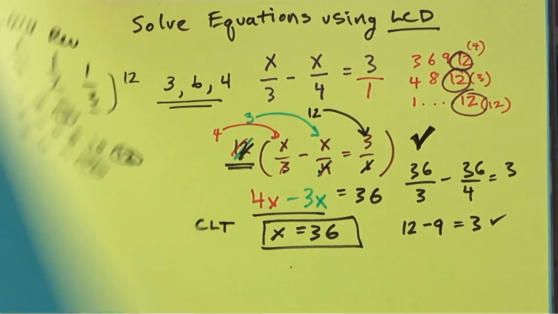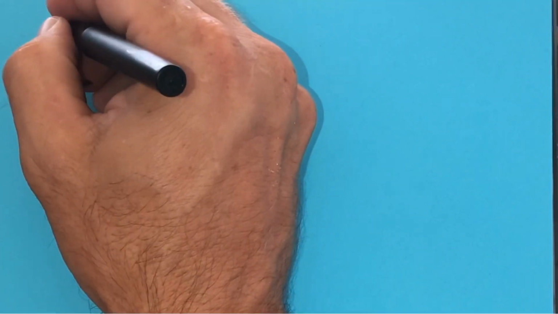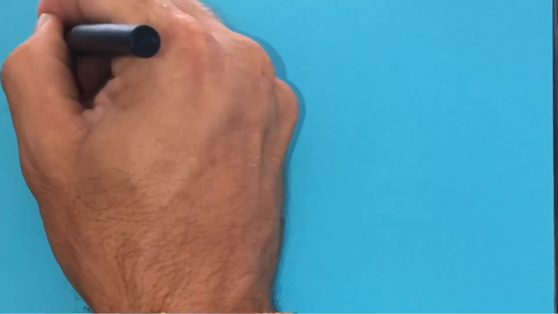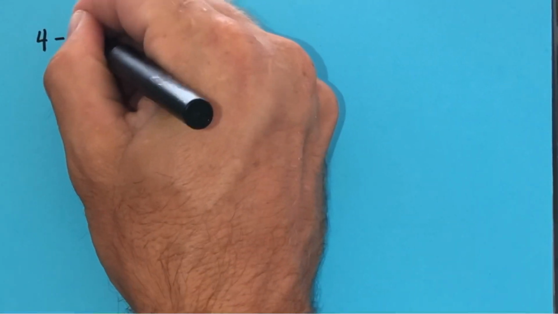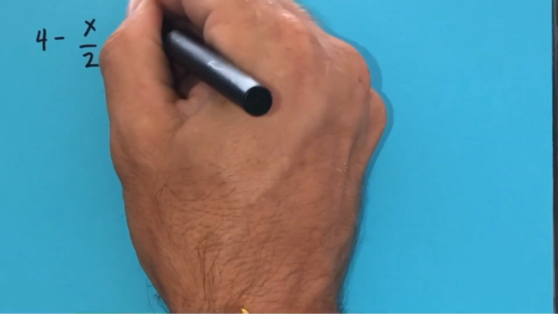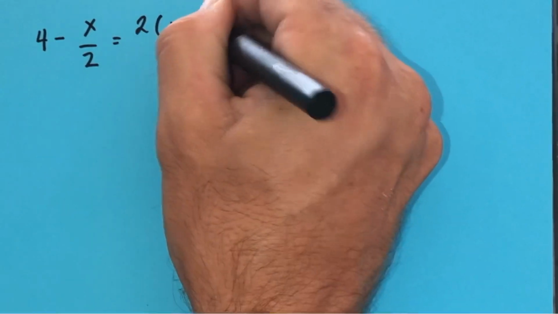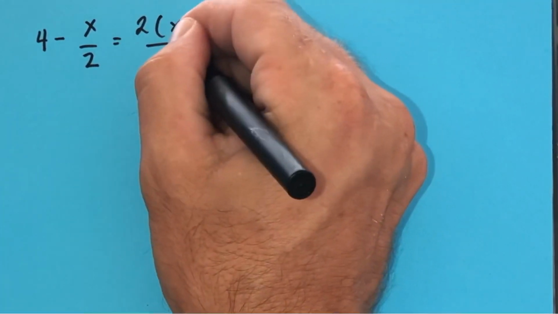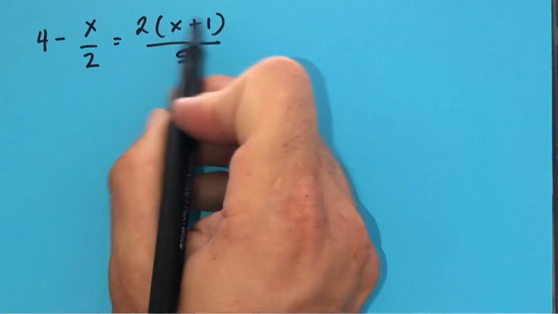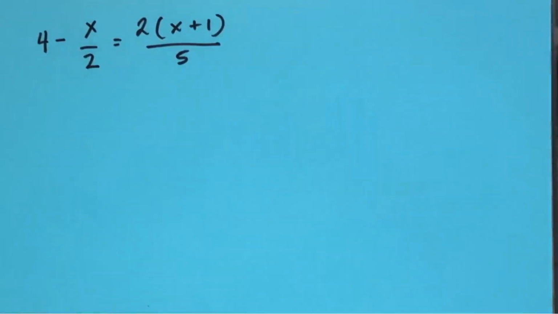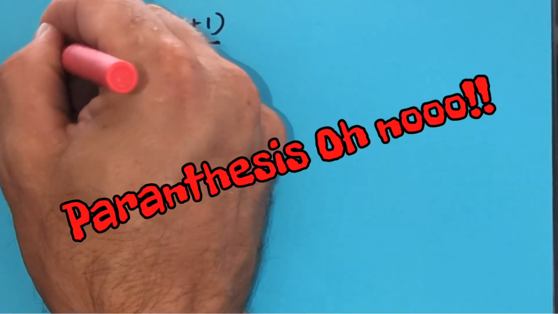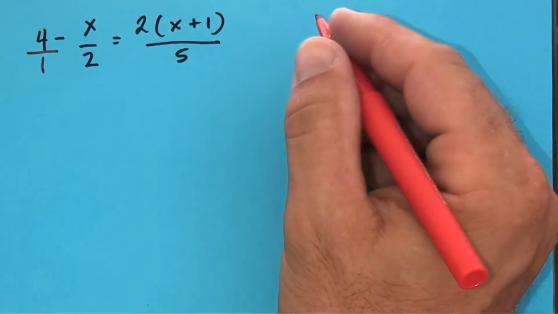Now let's look at another example where I have some distributing taking place in a parentheses and a whole number where I have a 4. I really like this question: 4 over 1 minus x over 2 is equal to 2x plus 1 over 5. This is a good thing to look at because this parentheses is going to change a little bit of our approach. Always, I want to take this number and put it over 1, so I keep everything a fraction.